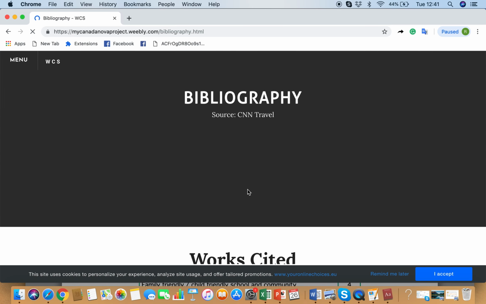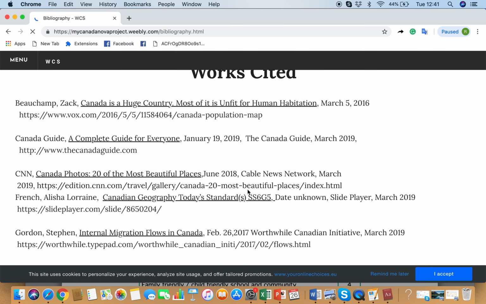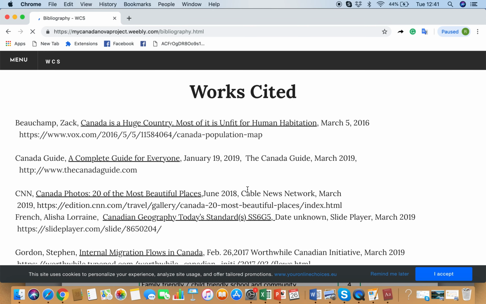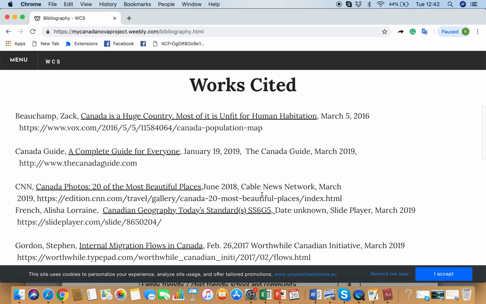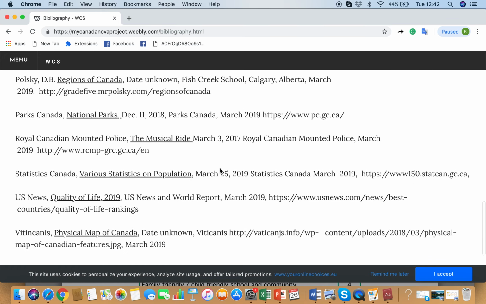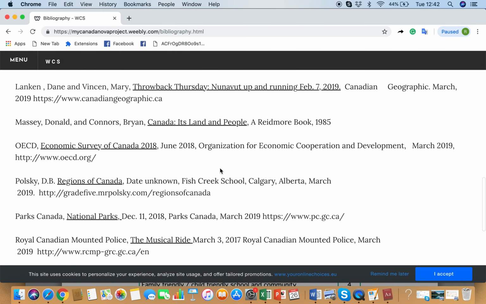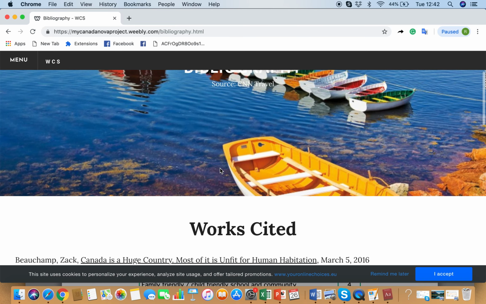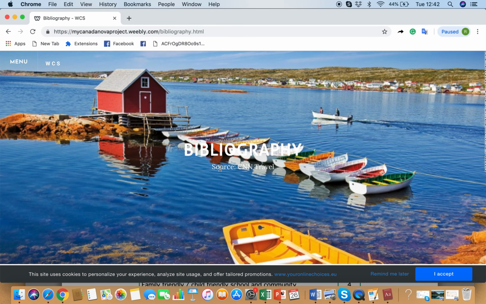Your project needs a bibliography. And this is in MLA form. It took some time. I would recommend that you write this down, record this as you're collecting information. Don't go back and try to find it. And these are all the different sites and sources where information was collected and images for this website.